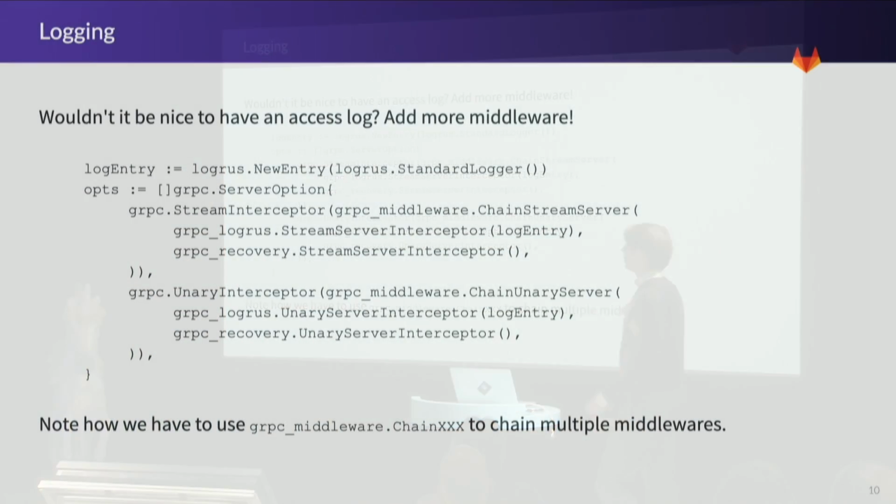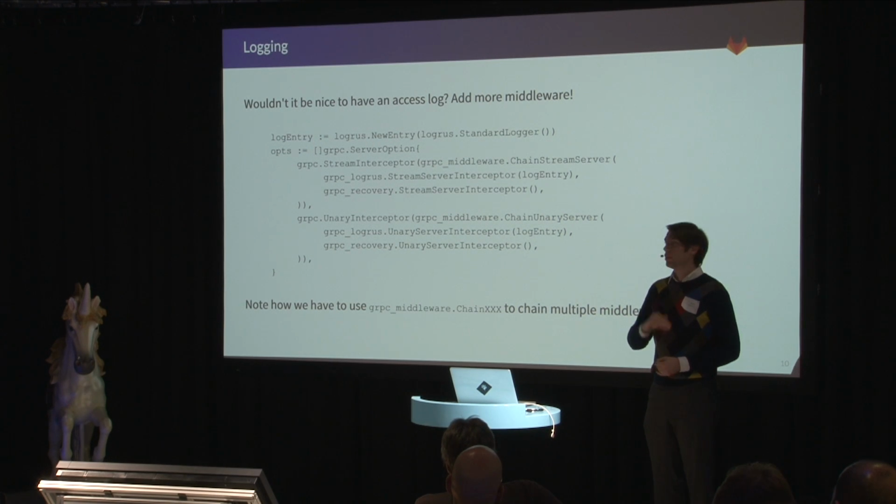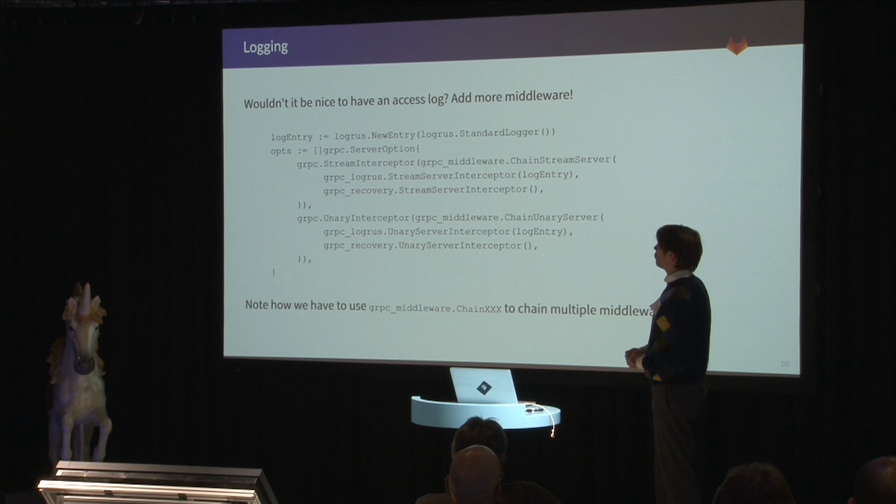So that was panics, the problem we didn't know we had, but the problem we have. What about logging? Because that server I showed you earlier, if you run it, you can make requests, but you see nothing. And I think it's nice to have an access log. You don't always want to see that, but often you want to have a log somewhere where you can just see every request. So you can solve that by throwing more middleware at the problem.